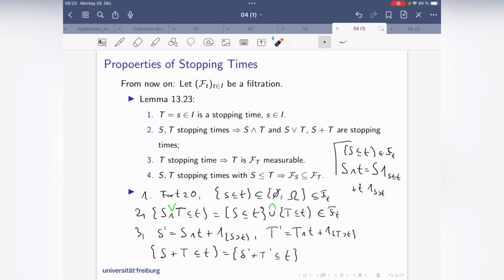So the other case, when S is bigger than t, it doesn't really play a role here for the event S plus T is smaller or equal than t. So that doesn't have an effect at all. And then it doesn't matter if you take S minimum T or S for the sum here. So that's the reason for this here. And for these here, we had that S prime and T prime were Ft measurable. And that means that's here in Ft.